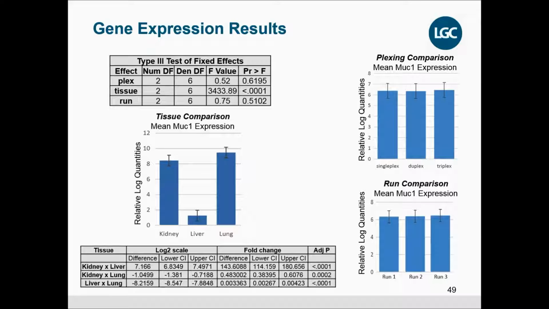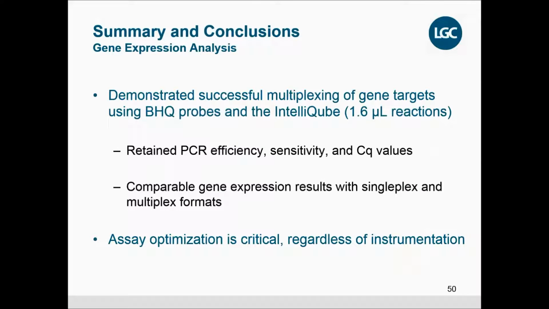So the two graphs on the right are just showing the plexing comparison and the run comparison in mean MUC1 expression. And we can see very little difference, and already showed from the first ANOVA table that we did not have a statistical difference between those.